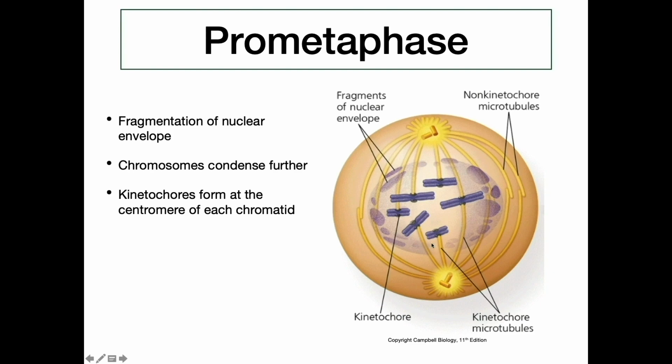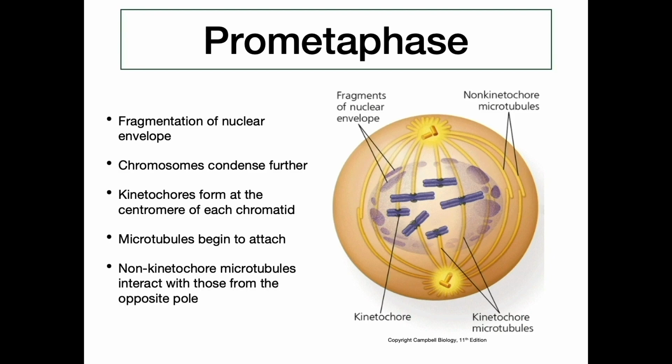The mitotic spindle begins forming during prophase, but it won't really be completely formed until the end of prometaphase, and the kinetochores are able to attach to those microtubules. And so the microtubules begin to attach, like we just talked about. And then finally, we have the non-kinetochore microtubules interacting with those from the opposite pole, which we also touched on a little bit on the last slide about the mitotic spindle.